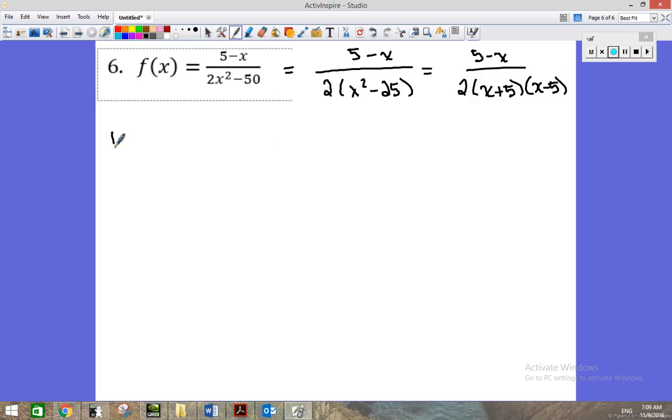So my domain is the set of all real numbers that excludes negative 5 and positive 5, because they are the two values that, if you square them and subtract 25, give you 0, and you want to avoid that. So we exclude negative 5 from the domain. We exclude positive 5 from the domain. In interval notation, it's always a smaller number, comma, a larger number.